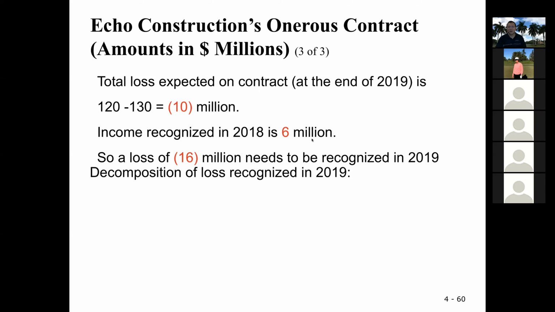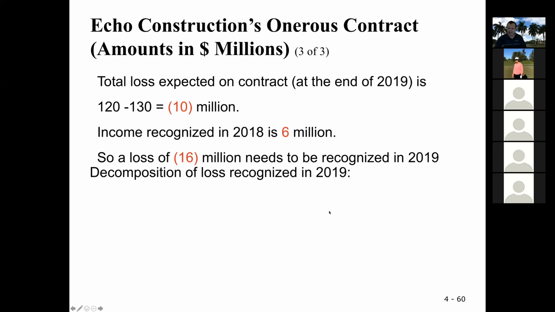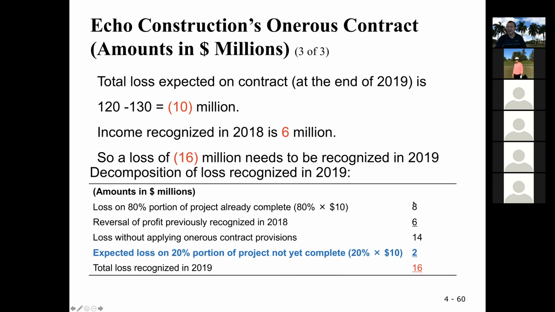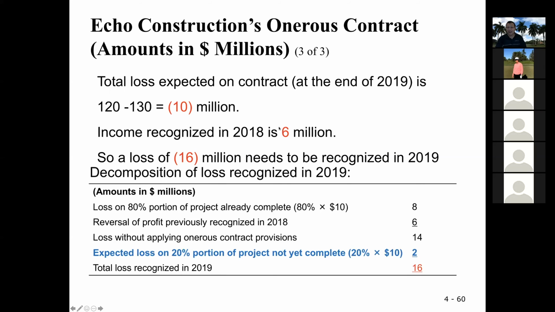So what's the component of this 16? The project has been completed 80% at the end of 2019, and the loss is 10 million. So 80% of 10 million is 8 million. And in 2018, you recognized the revenue of 6. You're going to reverse that, right?